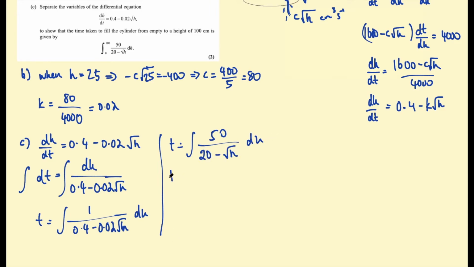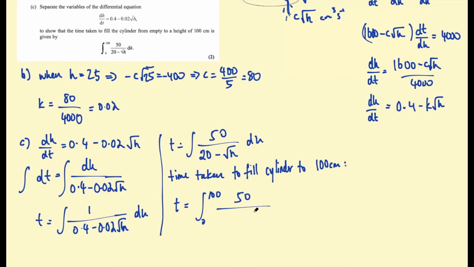And then if we want the time taken to fill to 100 centimeters, we want the time from when h equals 0 to when h equals 100. And then we would subtract those two times to get the total time. In other words, we're taking this integral from 0 to 100 of all of this. That would give us the time taken to fill up to 100 centimeters. And then we have that integral as required.